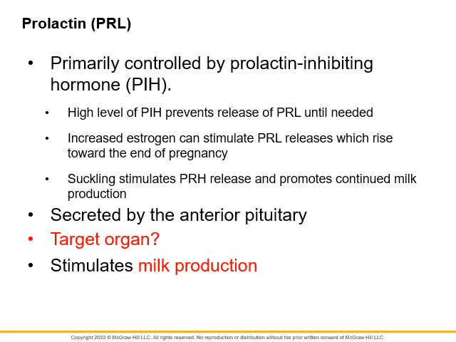Our final anterior pituitary hormone here is prolactin. You can mention both prolactin-releasing hormone, PRH, and prolactin-inhibiting hormone. Both of those can be the trigger or the stimulus for prolactin to be released.